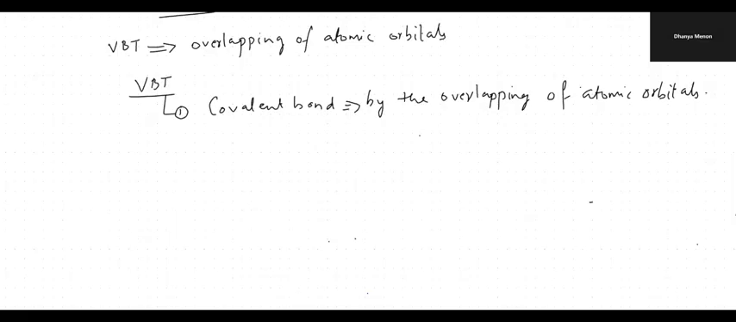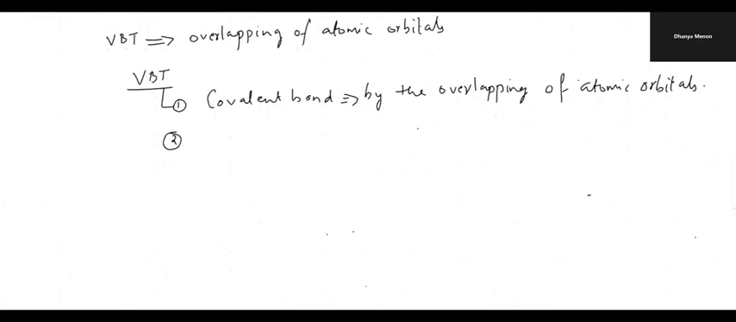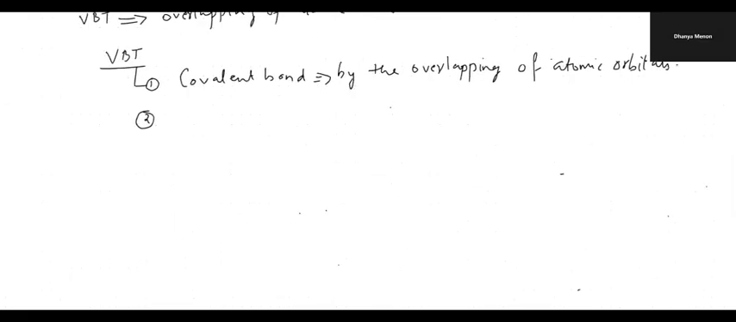The second point is that, according to valence bond theory, these are a set of rules about the theory: a covalent bond is formed by the overlapping of atomic orbitals, suggested by two scientists, Pauling and Slater. Now, when these atomic orbitals overlap, there is yet another rule. Only half-filled orbitals can overlap, and that too the electrons must have opposite spin.